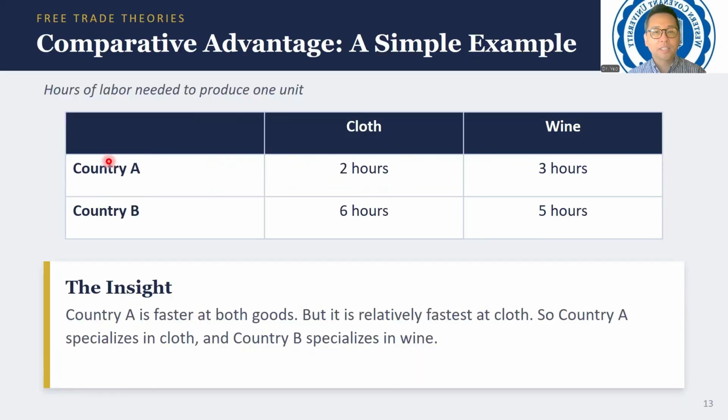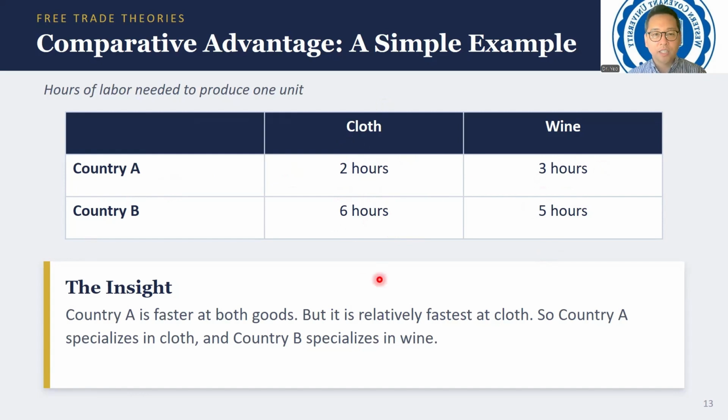Here's a classic example: country A and country B. Country A can make both clothes and wine faster than country B. Country A needs 2 hours for clothes and 3 hours for wine. Country B needs 6 hours for clothes and 5 hours for wine. At first glance, you might think country A should just make everything itself, since it's faster at both goods. But Ricardo shows us this is not the best choice.